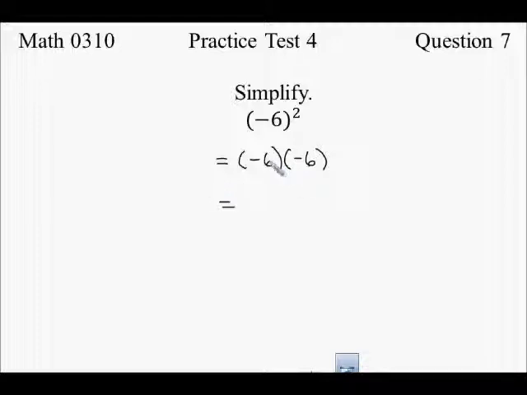So we have 6 times 6 gives us 36, and a negative times a negative, so they're the same sign. So when we multiply same signs, we get a positive, and so that remains a positive 36 there. And that is all on that one, and that is answer choice B.